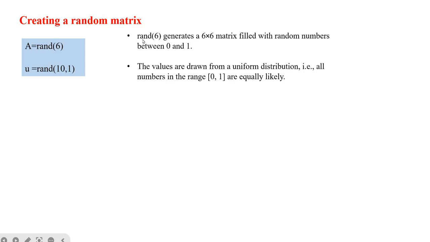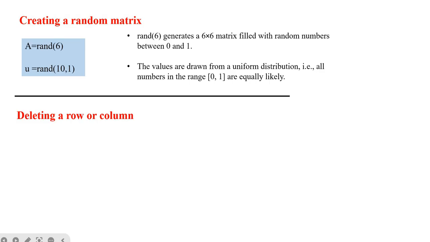So here this command, that is the random of 6, will generate a 6 cross 6 matrix and it will be filled with random numbers, and these numbers will be in the range 0 to 1. These numbers which range between 0 to 1 are being drawn from a uniform distribution. So all the numbers will range between 0 to 1, and they are likely to be equally distributed.